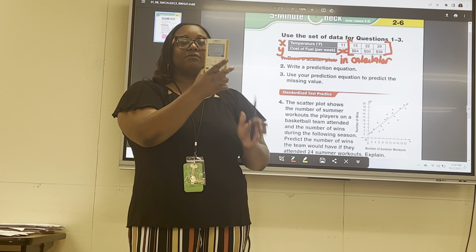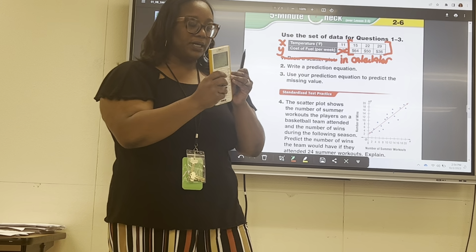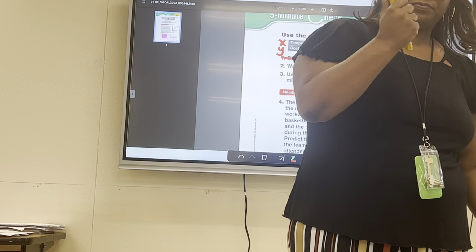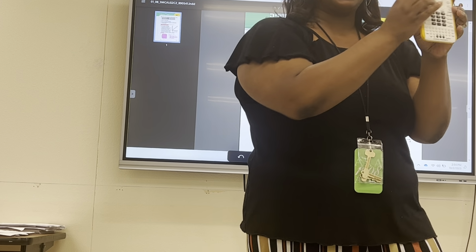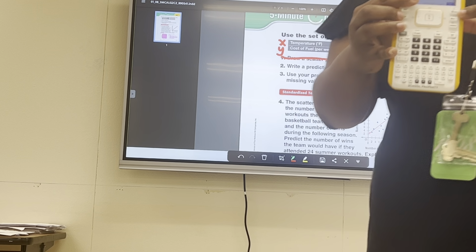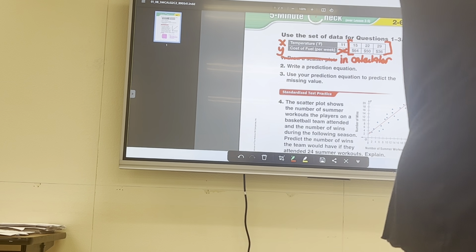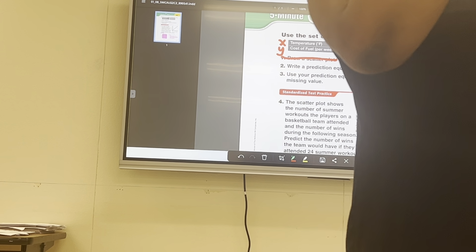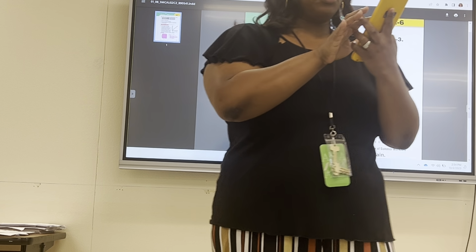All right, so what I need everybody to do right now is click the home button on your calculator. The home button looks a little something like this. It's in the top right-hand corner of your calculator, top right-hand corner. It looks like the home button. It's a little house, and you're going to click on the home button. Yes, sir, top right-hand corner. All right, click on the home button.